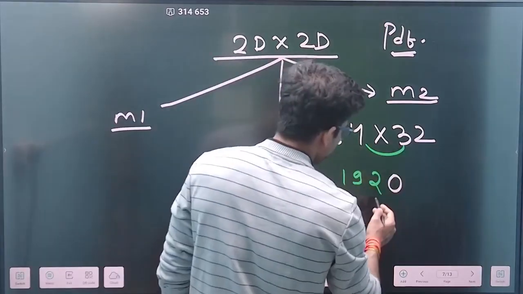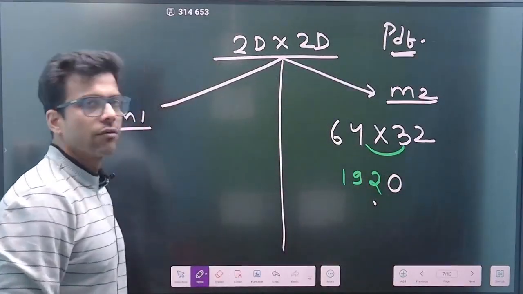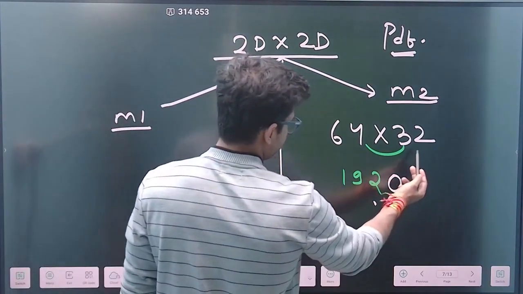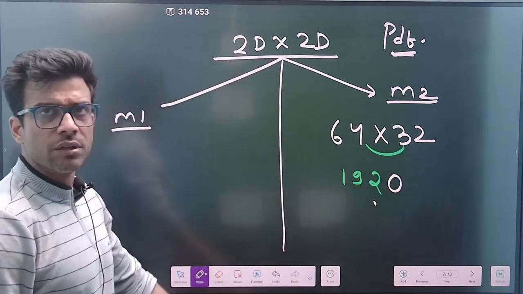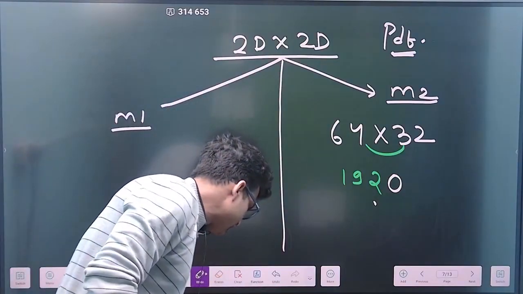Now 2 4s are 8, and 2 6s are 12. This is coming now, everyone. 64 into 32. Is it clear? Is this clear till now?